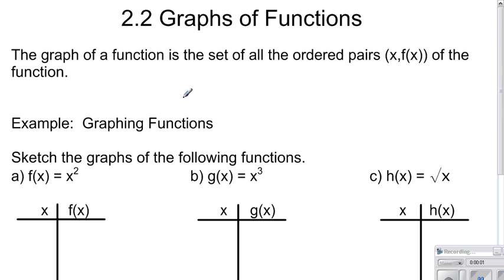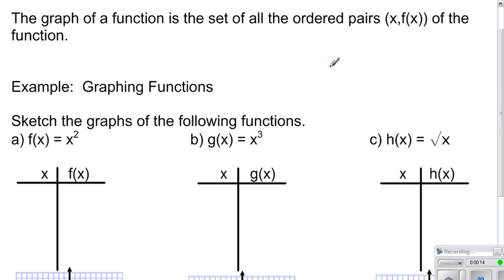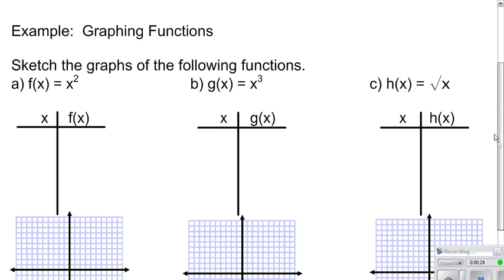2.2, graphs of functions. A graph of a function is a set of all the ordered pairs (x, f(x)) of the function. That just means that it's all the inputs and outputs put together in one graph. Let's do some examples where we actually graph the functions.